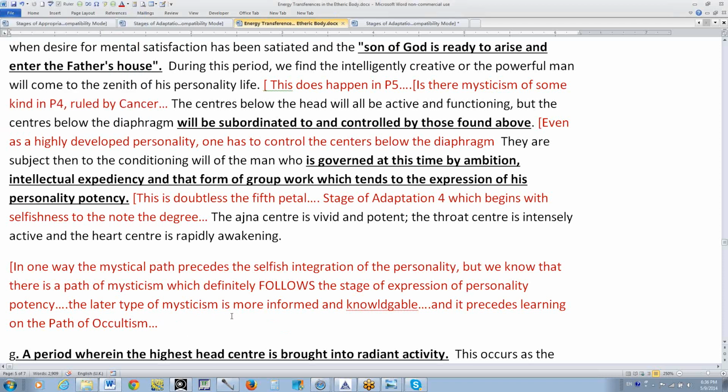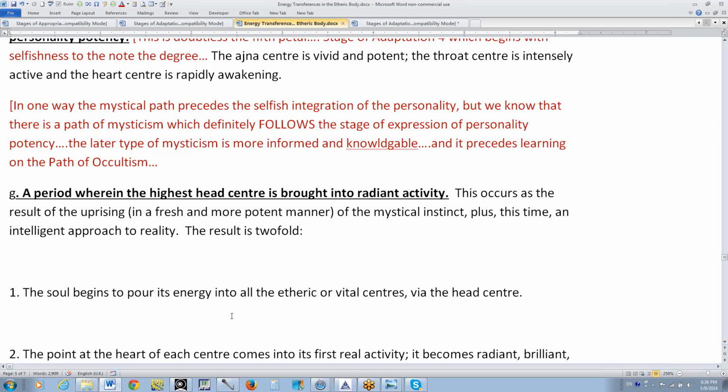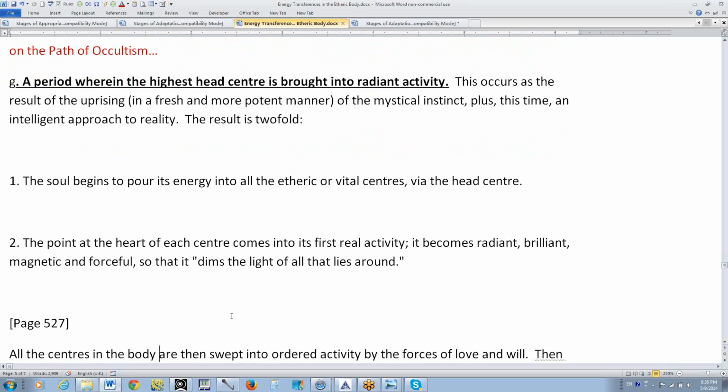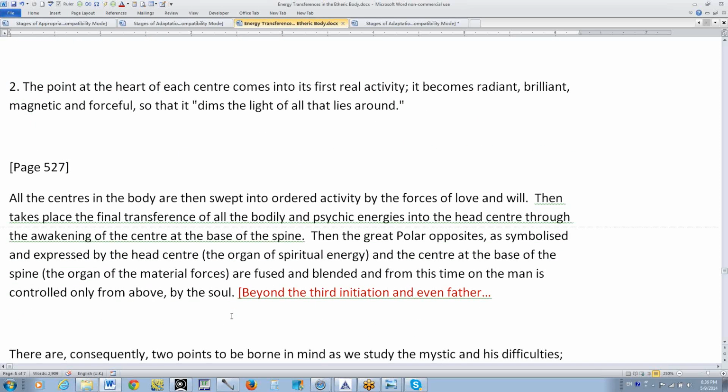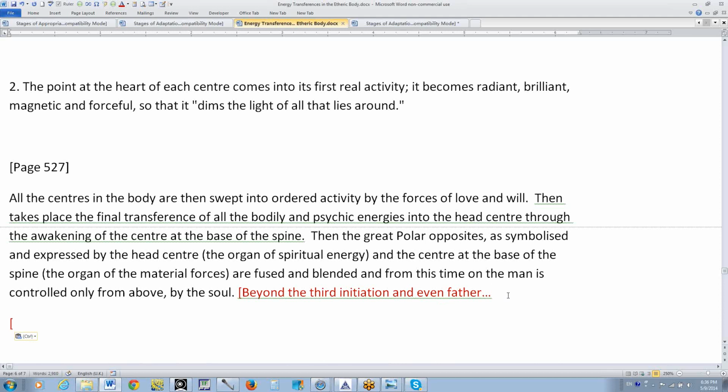And a period when the highest head center is brought into radiant activity. How far does this go? The very center is dimming the light of all that is around. The first aspect is dominant. So it seems we certainly have taken the third initiation here. And if we really want to talk about the uprushing of the base of the spine to the top of the head, we should look at the fifth degree. The focus of the fifth initiation is the base of the spine. It should be remembered: the chakric focus of the fifth initiation is the base of the spine center, and the heart for the fourth initiation.